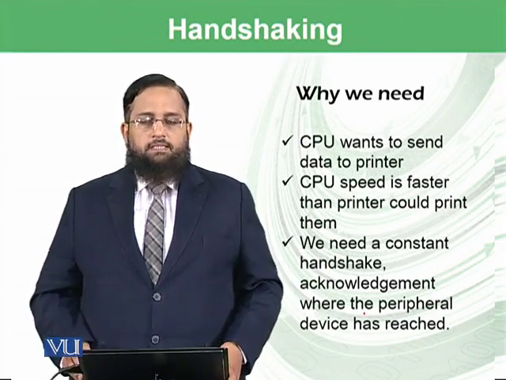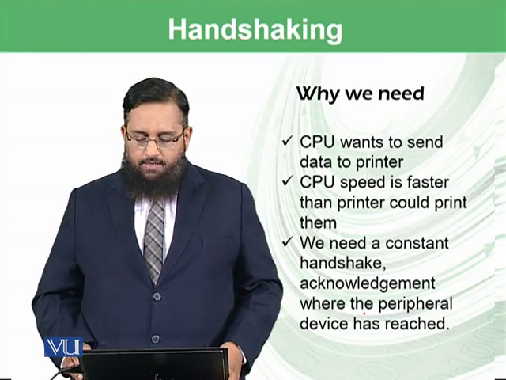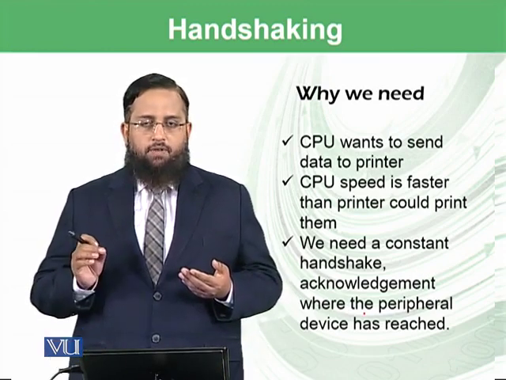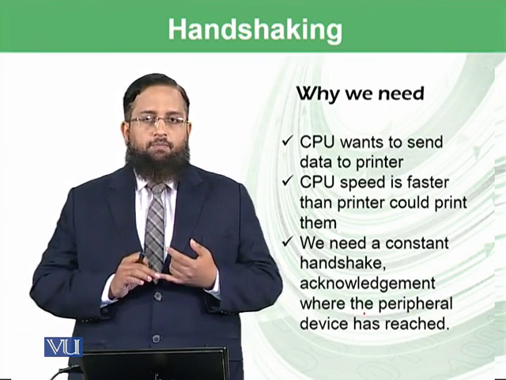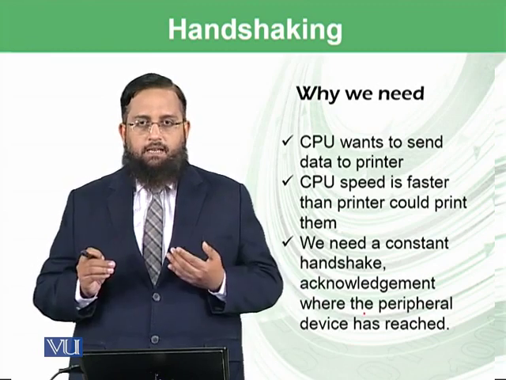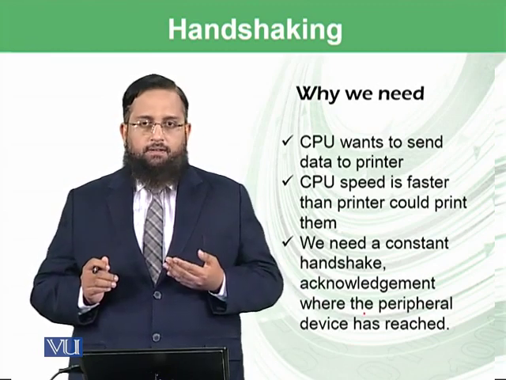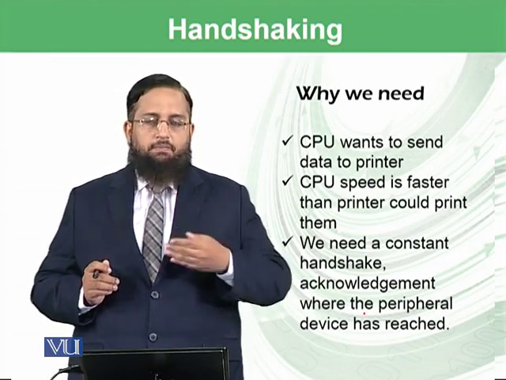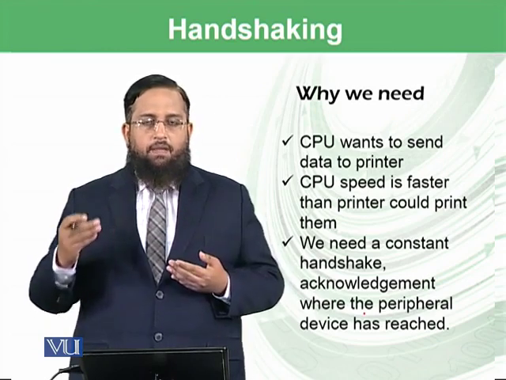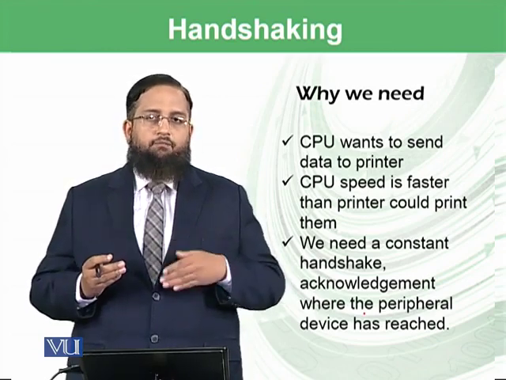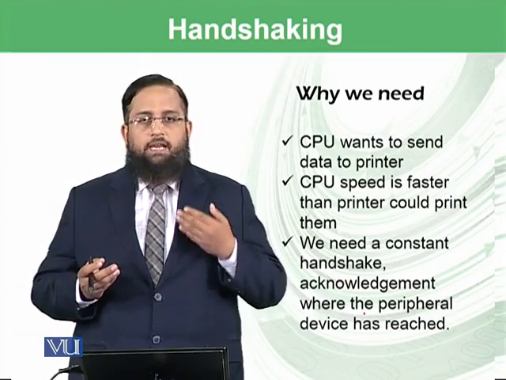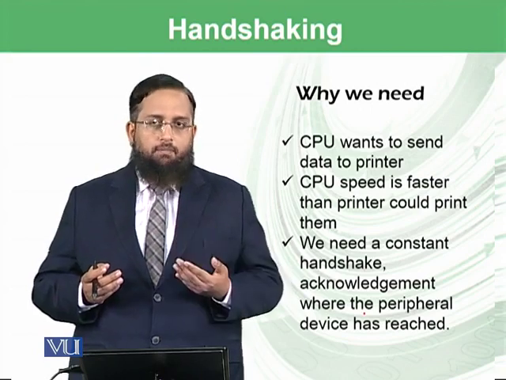The next topic is handshaking. You know that the CPU wants to send data to the printer. As we have mentioned, the speed of the CPU is very efficient. It can process billions of instructions in one second. However, the printing speed of the printer is not so efficient. If the CPU keeps sending data and the printer is not able to print that data at the same speed, it would not be able to do it anyway. So in such a situation, we will have a problem.